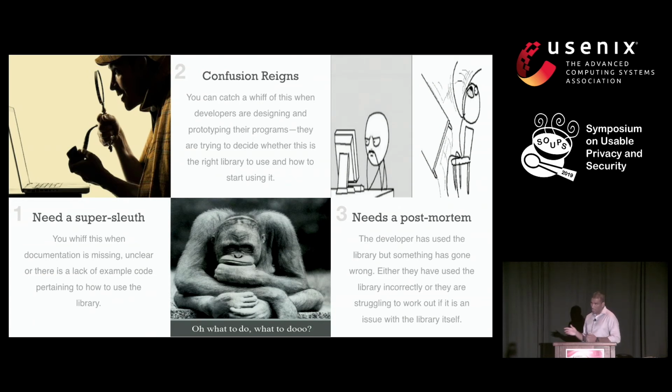Now, needs postmortem. This usually takes place after the task has been completed. So the developer has used the crypto library, but something has gone wrong. Now the developer needs to figure out whether there's some type of issue they caused, or whether the issue is associated with the library itself.